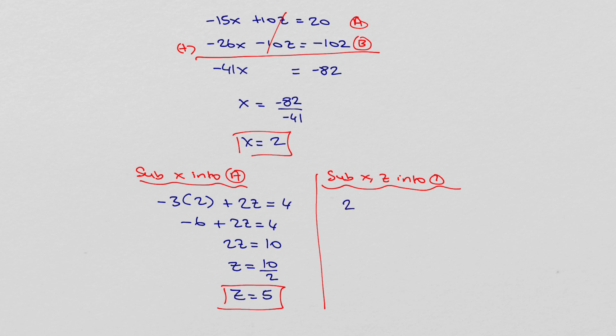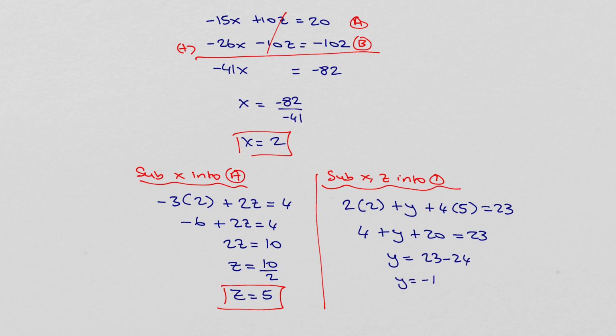So that's going to be 2 times x plus y plus 4 times z equals 23. So that's 4 plus y plus 20 equals 23. So rearranging to get y on its own, well, that gives me 23 minus 24. And 23 minus 24 is, of course, minus 1.